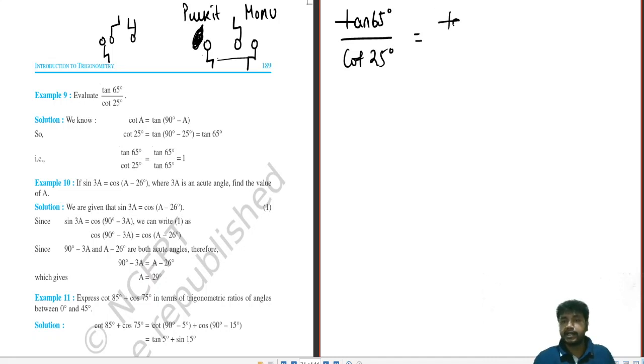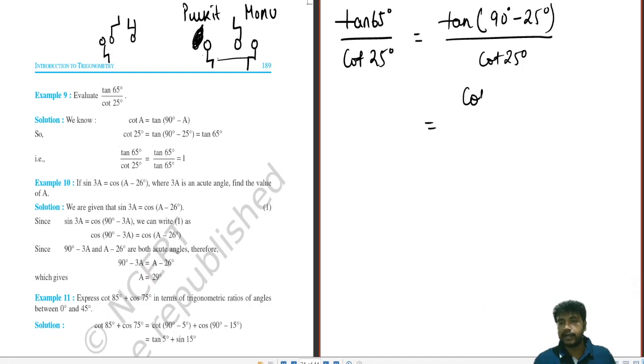So we will do a basic mathematics. 65 can be written as 90 minus 25 degree. Don't rush into the formulas directly. Tan 90 minus theta will be cot theta. What is theta? 25 degree. And the favorite part in mathematics, that is equals to 1.